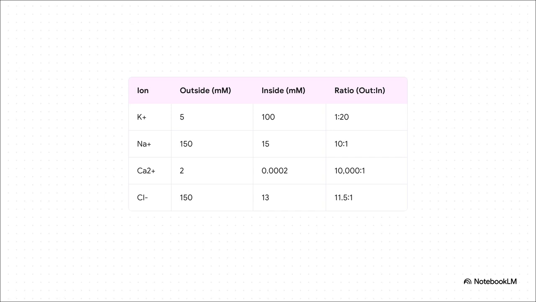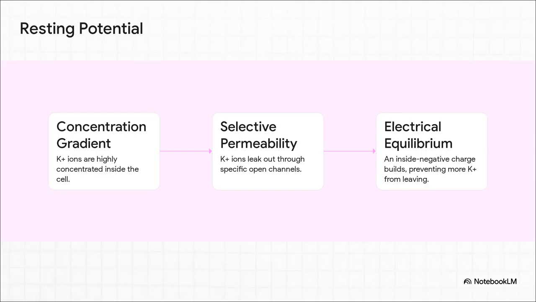Notice the super high concentration of potassium, that's K+, inside the neuron. And then see all that sodium, Na+, that's mostly on the outside? This separation is absolutely crucial. So how does this resting potential actually happen?